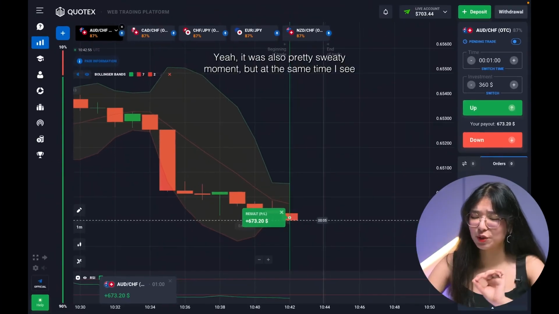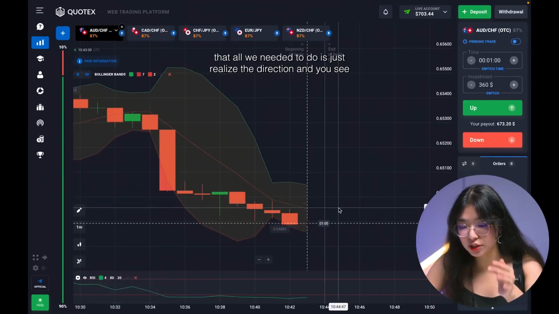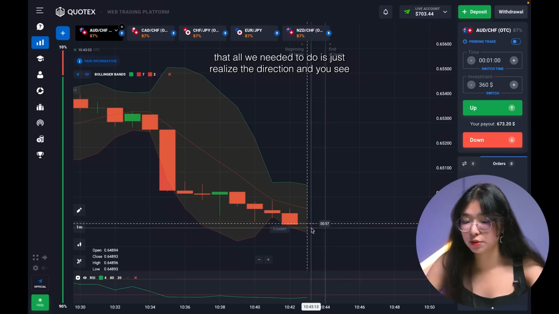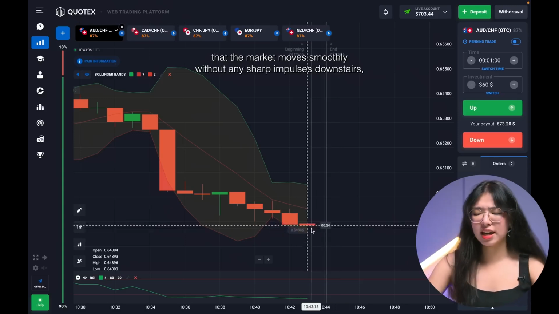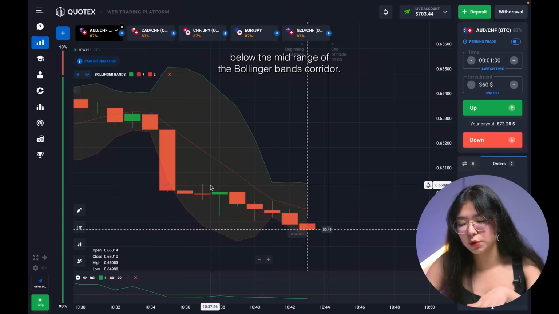Yes, guys, it was also a pretty sweet moment, but at the same time I see that all we needed to do is just realize direction, and you see that the market moves smoothly without any sharp impulses below in the mid-range of the Bollinger Bands corridor.